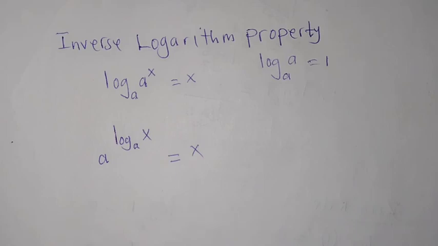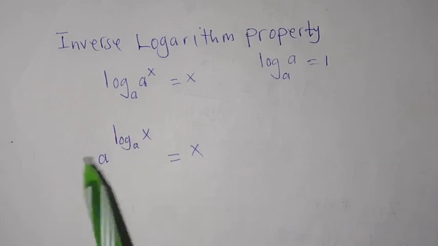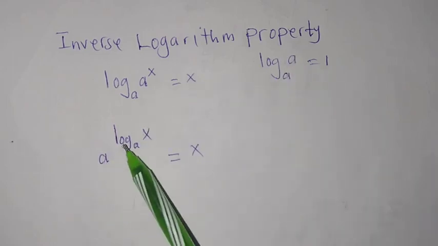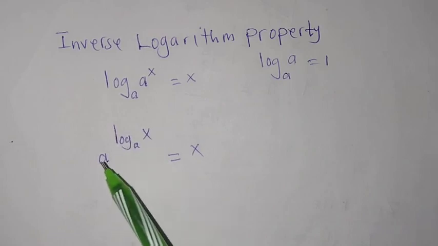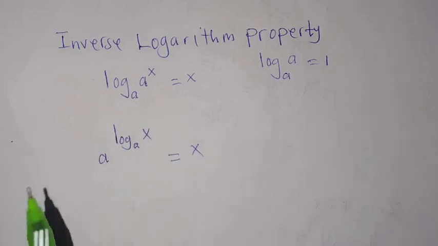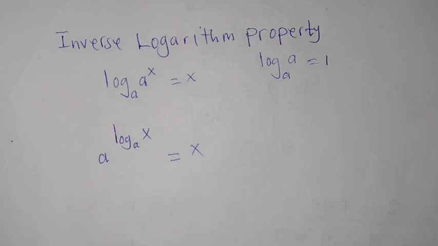So for this one, since we are using the inverse logarithm property, if we have a here, then we have log with a base of a. So this and this will cancel, remaining with x equal to x. So this is where I'm saying when you're looking at this inverse logarithm property, it shows the relationship existing between the logarithms and the exponents. It shows the inverse relationship between logarithms and the exponents.